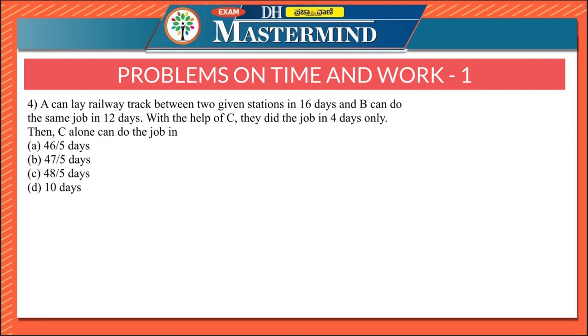So first of all, let us jot down the data given. According to the question, A, B and C together did the work in 4 days. Therefore, A plus B plus C's 1 day's work is equal to 1 by 4. So in 4 days they will be able to complete the entire work.